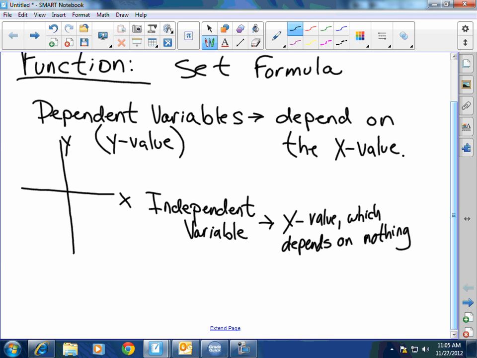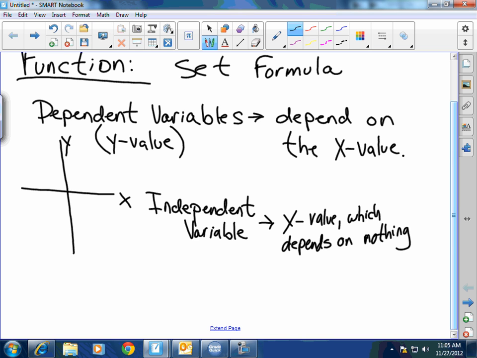Now, your parents are independent. They have a job. They earn money. They don't depend on anybody. They don't have their bills paid for by anybody. They work. They earn their money. And they're independent. They take care of themselves and their family. So think of it that way. All right? You have an independent and a dependent.